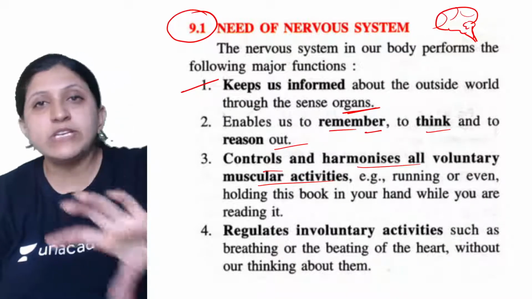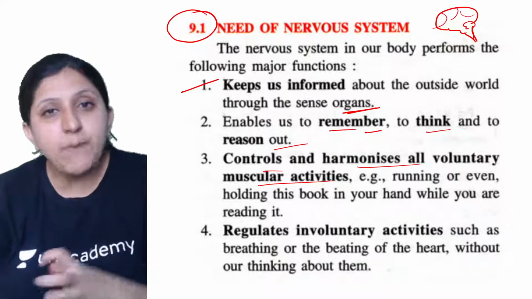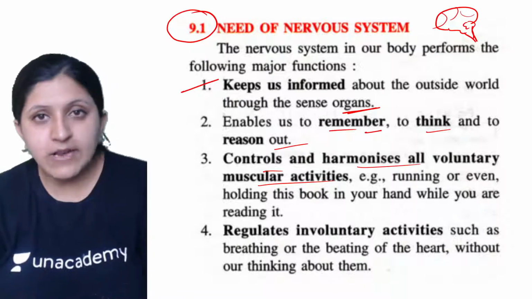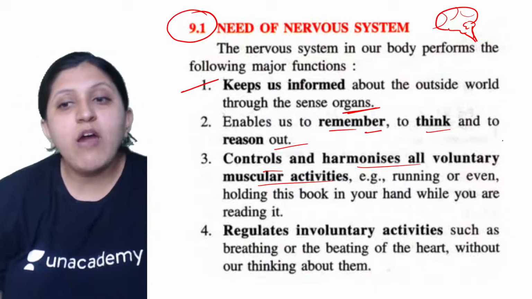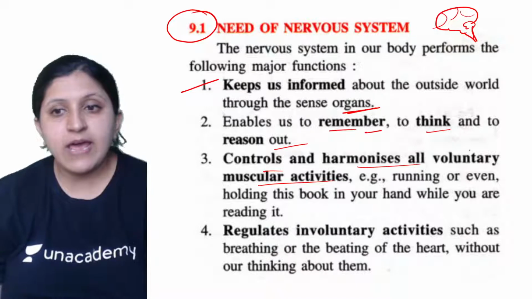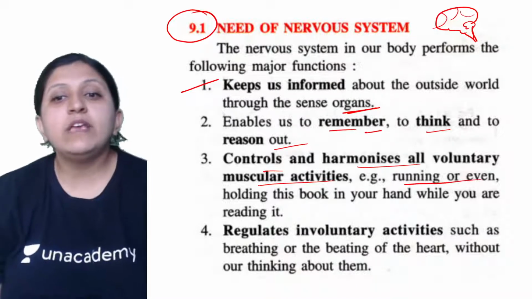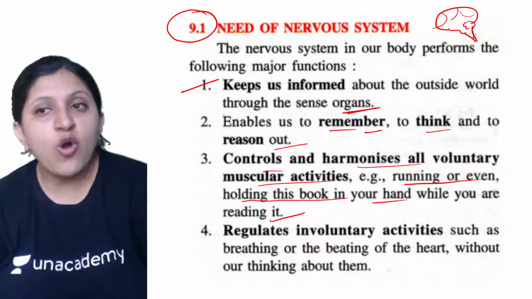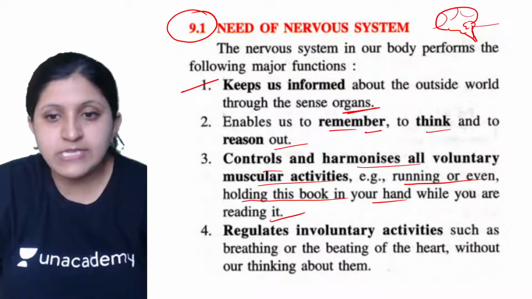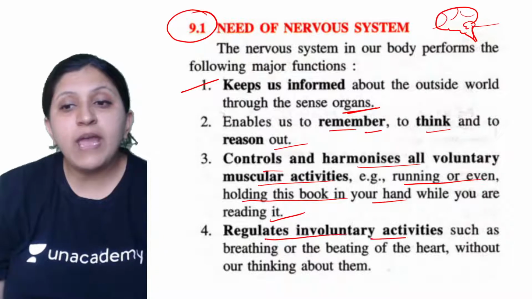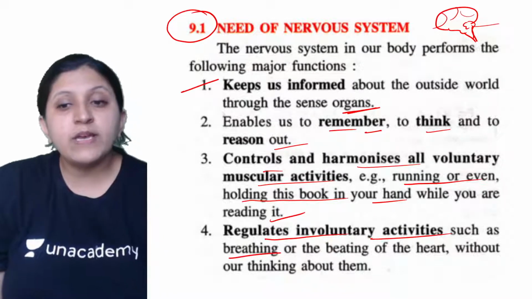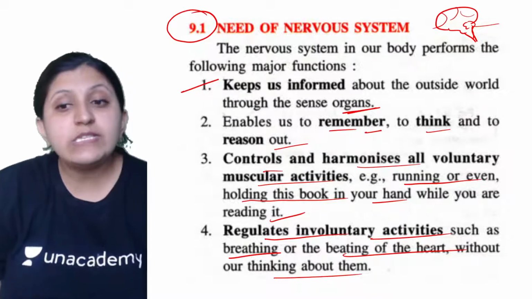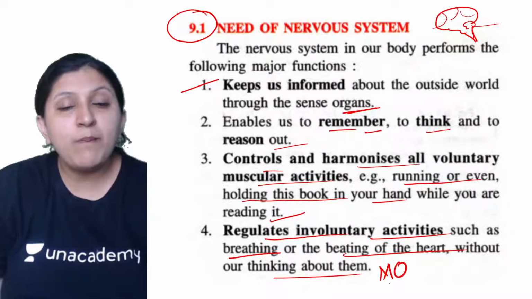So the cerebellum looks after the muscular activity, and also the balance. Balance is looked after by the cerebellum. It controls and harmonizes all voluntary muscular activity, such as running or even holding this book in your hand while reading it. All of this is a part of the cerebellum itself. The nervous system also regulates involuntary activities such as breathing or the beating of the heart without our thinking about them. This is all done by the medulla oblongata.